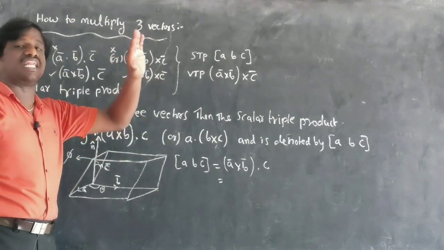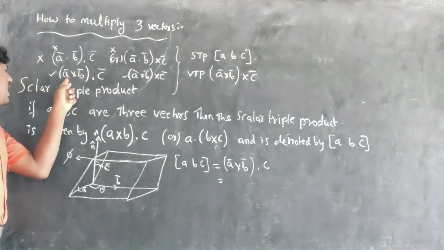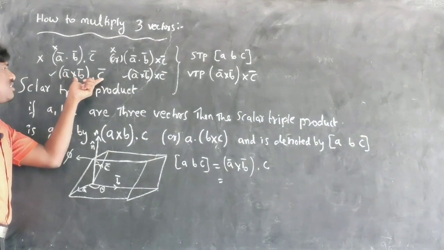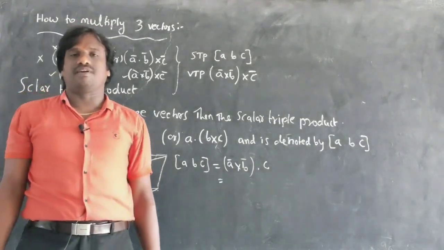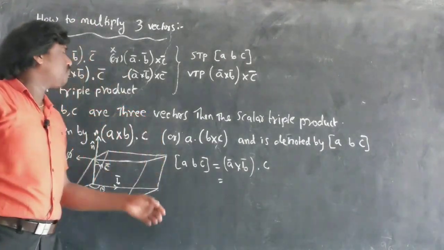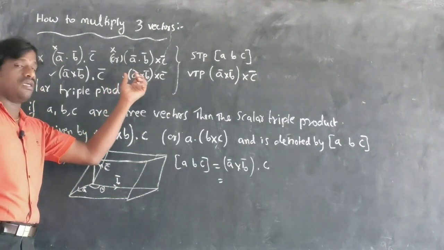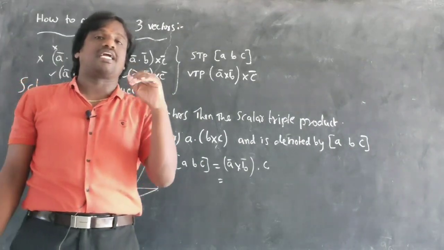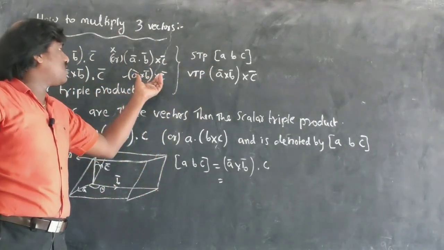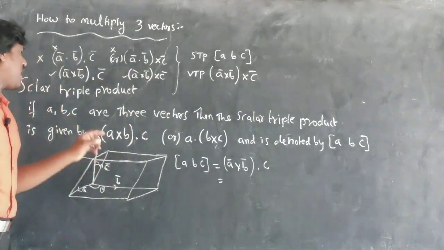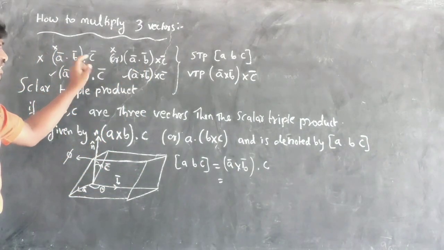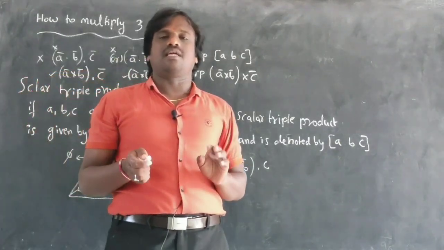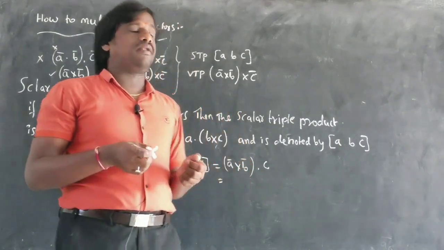So they have given names for these. When I do A cross B dot C, I get a scalar, so this is called the scalar triple product. And if you do A cross B cross C, then I am going to get a vector, so it is called the vector triple product. A cross B dot C or A cross B cross C, we are going to learn in detail. Hope you understand.